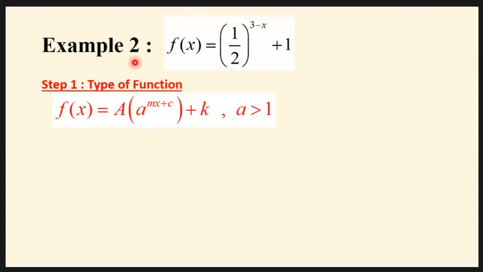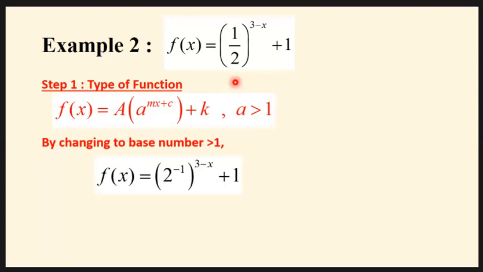Example number 2, we have the function f(x) equals 1 over 2 to the power of 3 minus x, plus 1. As we can see in this function, the base number of our exponent is less than 1, which doesn't fulfill the form that we want for the first step. So what we need to do now is change the base number into some number which is greater than 1. By changing to a base number greater than 1, I will have 1 over 2, we return it as 2 to the power of minus 1.